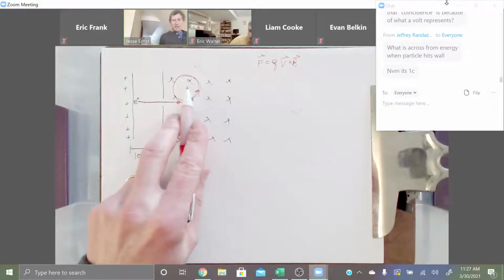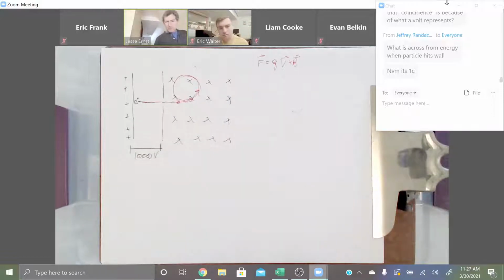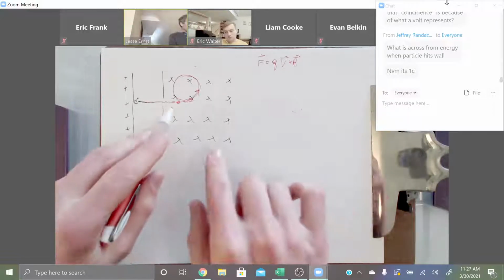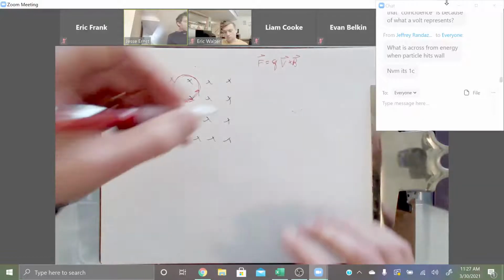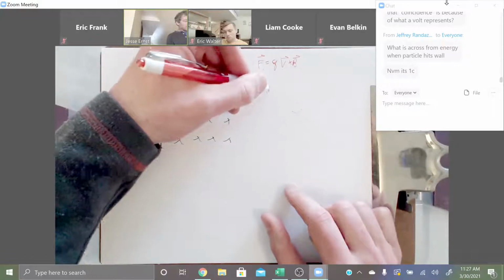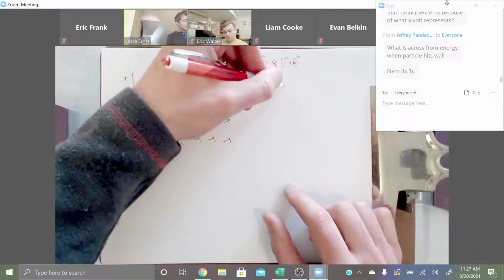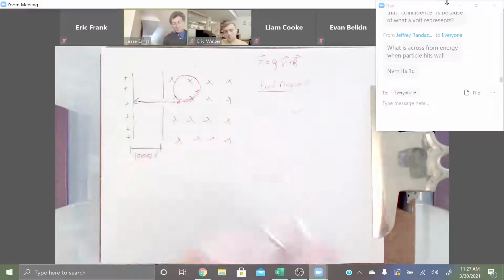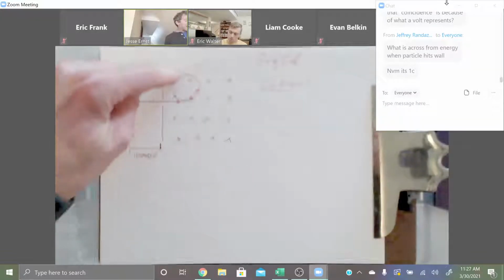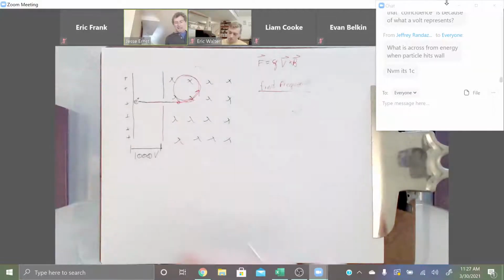Questions on this? Anyone not see this or need help? Okay, so good. It moves in a circle. So the question is, find the frequency. Basically, how many loops per second will this thing make?